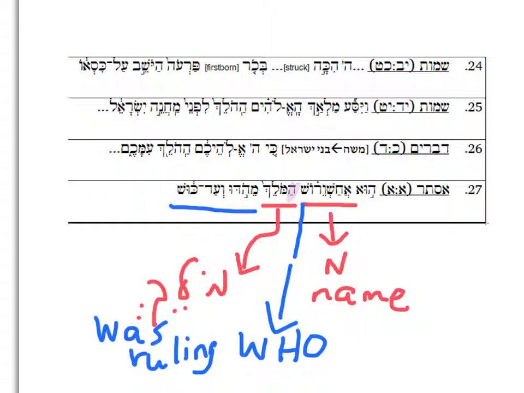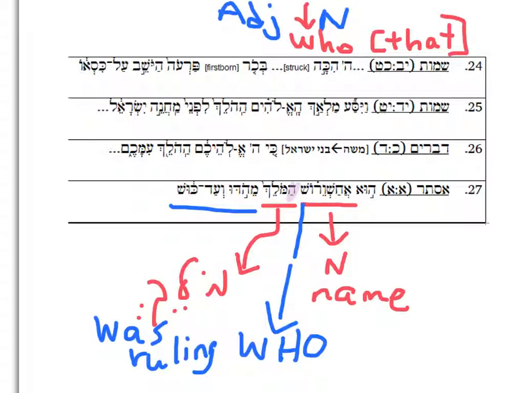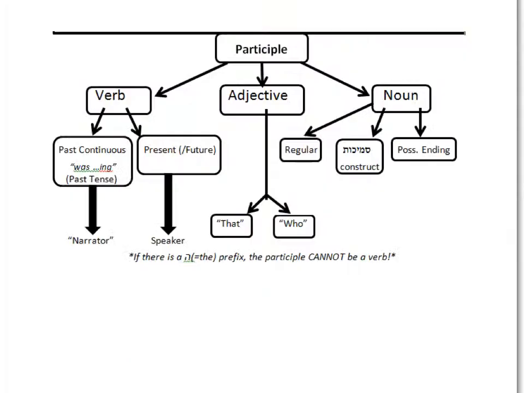So notice that in each and every one of these cases, I had a definite noun followed by a definite adjective, and my adjective was a participle. In each of these cases, I had to add a word between the two when I was translating it, and I added the word who, or I could have added the word that if I'm dealing with an inanimate object. Okay, so that's how we translate it. Now let's look at a summary of everything that we've discussed about the participle.